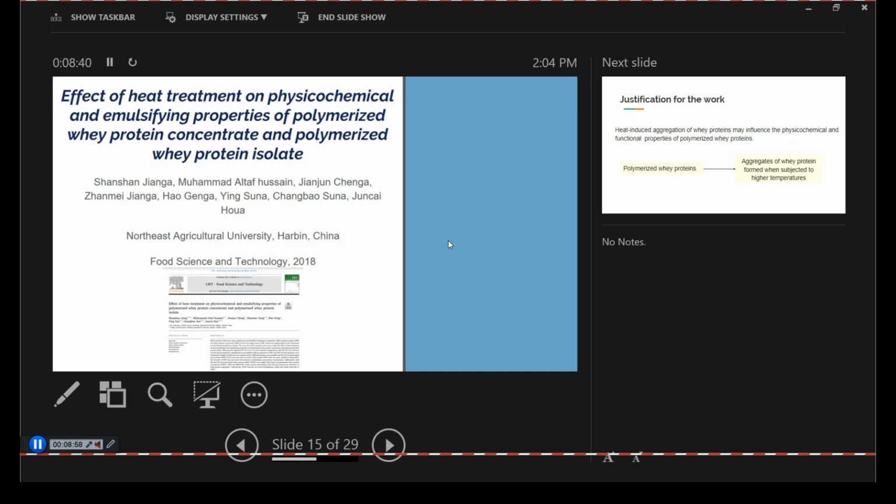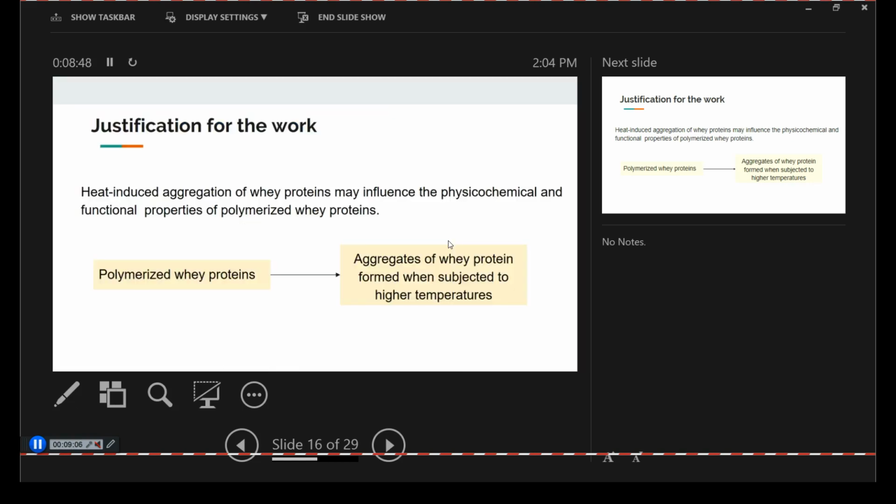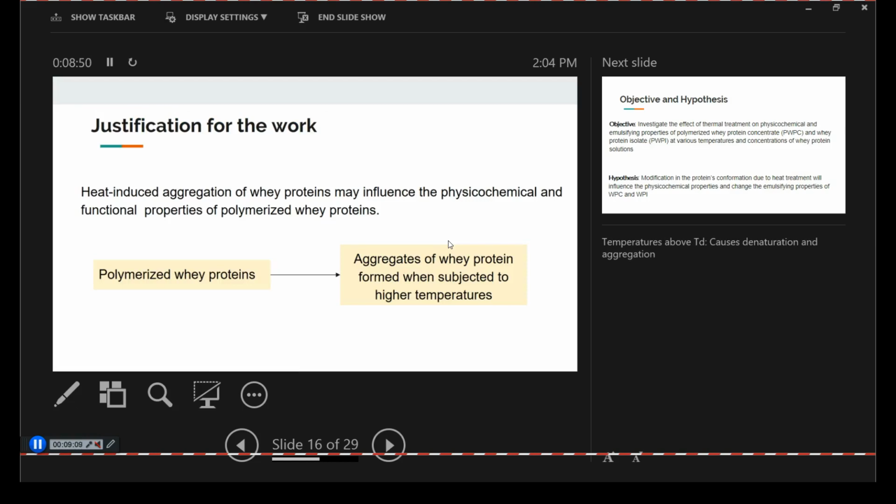So the next article was effect of heat treatment on physiochemical and emulsifying properties of polymerized whey protein concentrate and polymerized whey protein isolate. The study was conducted considering that heat-induced aggregation of whey proteins may influence the physiochemical and functional properties of polymerized whey proteins. Polymerized whey proteins are the aggregates of whey proteins that are formed when subjected to higher temperatures. Here, higher temperatures typically mean the temperatures above the denaturation temperature of whey protein, which would cause the unfolding and interaction of proteins via hydrophobic interactions and formation of disulfide linkages and formation of the aggregates.